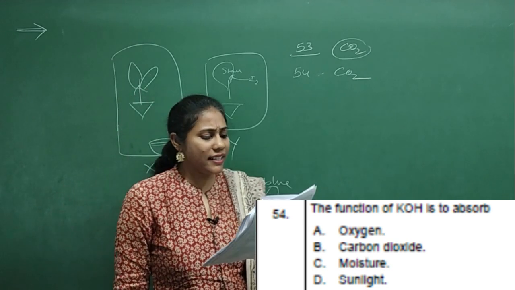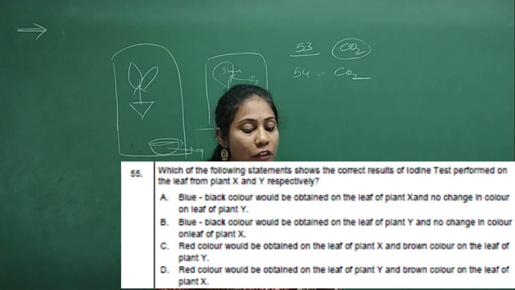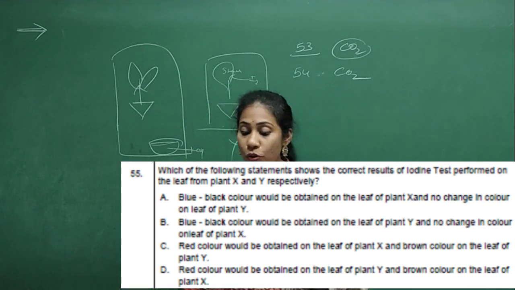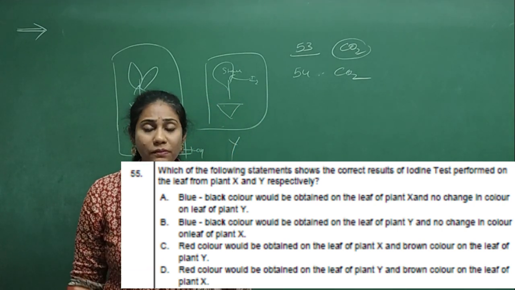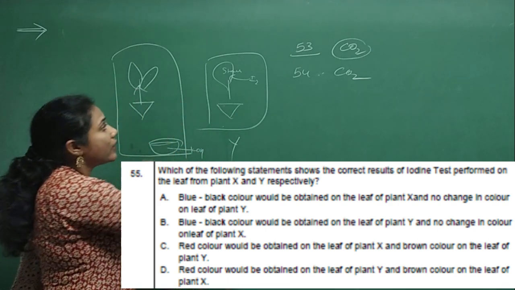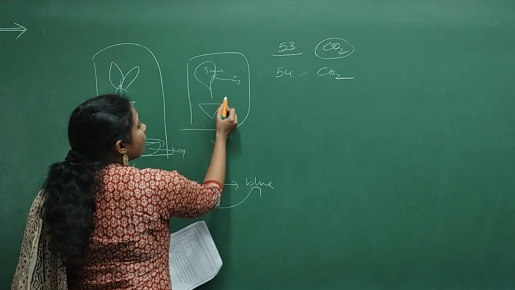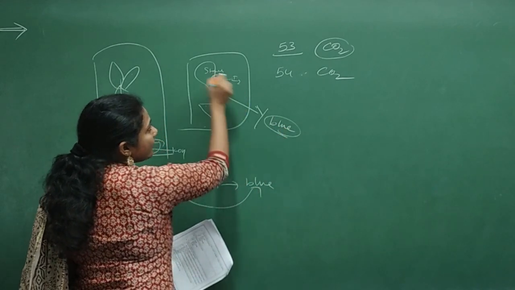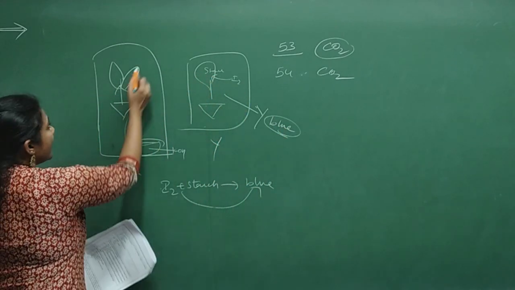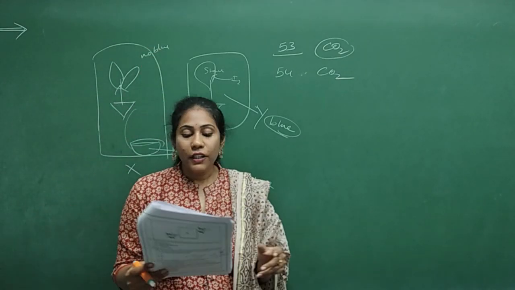Let's see the next question, 55th question, relating to this only. Which of the following shows the correct result of the iodine test performed on the leaf from plant X and Y respectively? In which case do you get a blue color? Blue color you will get in the Y case, when iodine is added. In the case of X, no blue color, right?